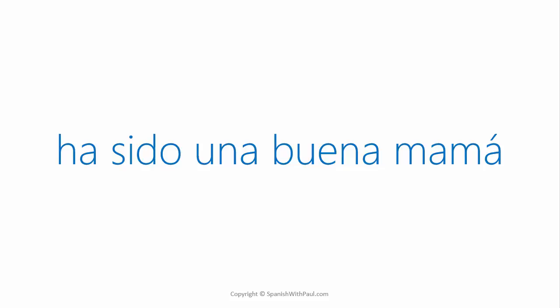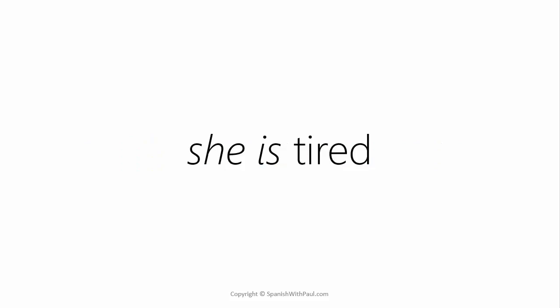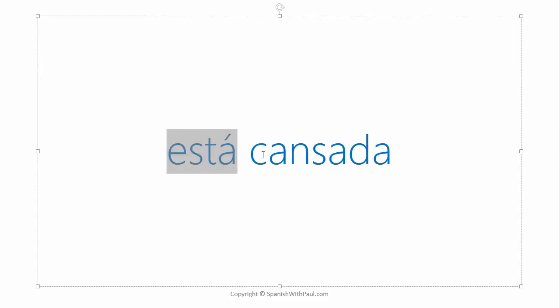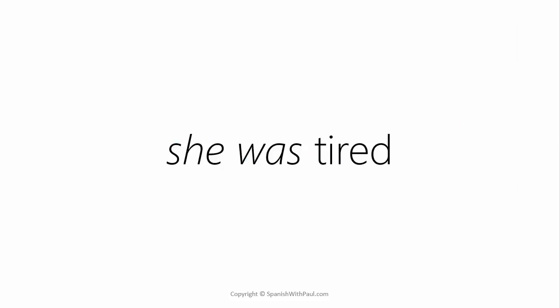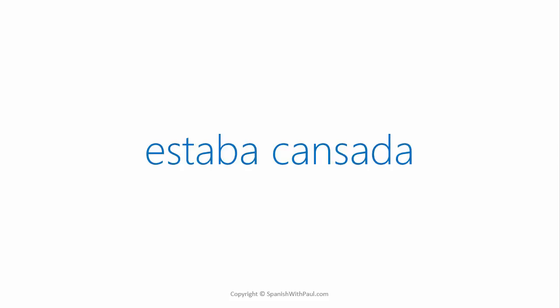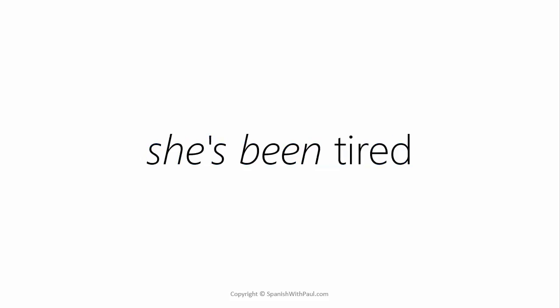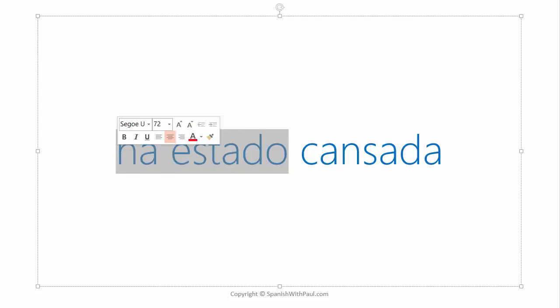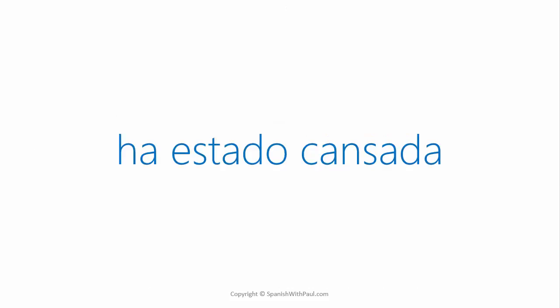Let's switch tracks now over to estar and say she is tired. Está cansada. Okay, present tense. On estar, está cansada. She was tired, line past now. Estaba cansada. She's been tired. Ha estado cansada. Here we have she's been on the estar side. So once again, the line never broke.